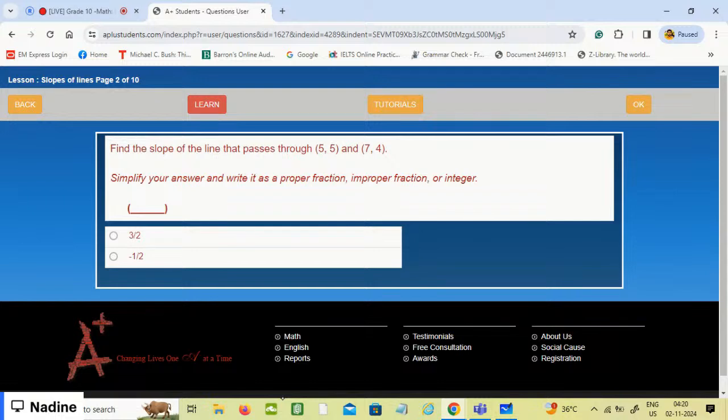The next one is find the slope of the line that passes through 5, 5 and 7, 4. So which is the correct option? You have to calculate the slope. You are given the points. So just do change in y divided by change in x. So which is the correct option?